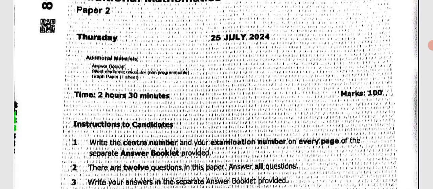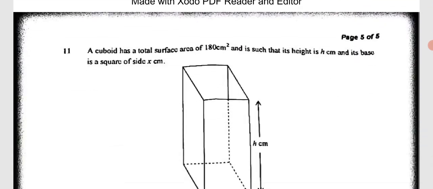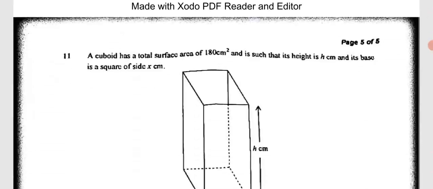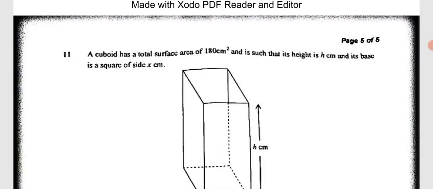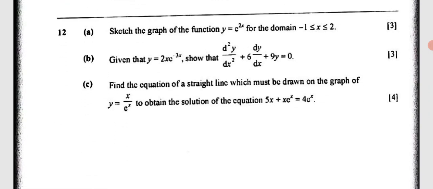Okay, so as you can see, we remained with question 11 and question 12. Let me show you. This is just the first page. Then, as you can see here, question 11 and then question 12. These were quite involving questions, as we're going to see during our answering.